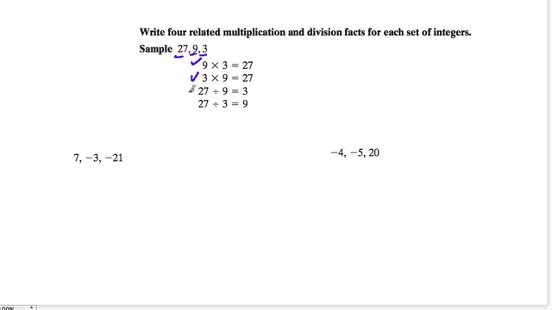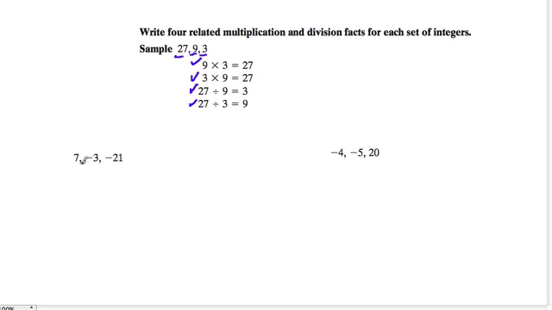And then we take the inverse operation, multiplication and divide. So if 9 times 3 is 27, that means 27 divided by 9 would give you 3. And 27 divided by 3 would give you 9. It's just connecting these three numbers in 4 different ways.